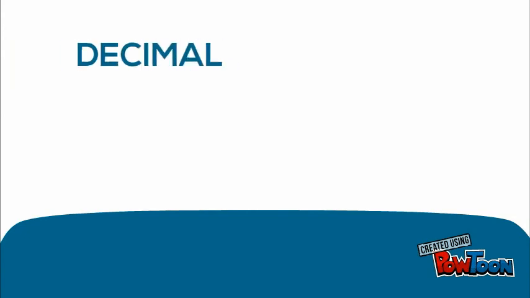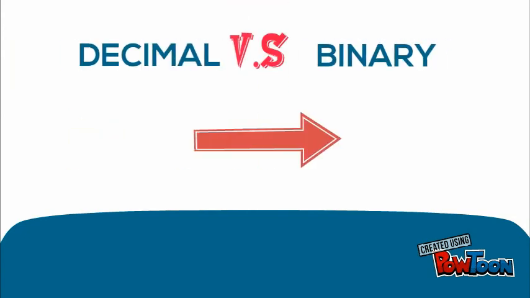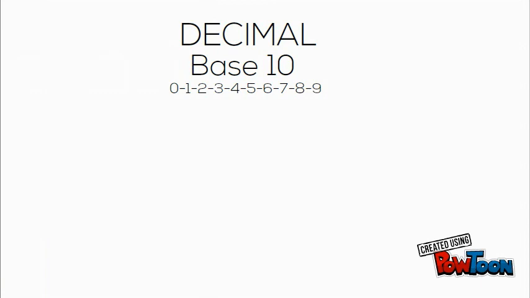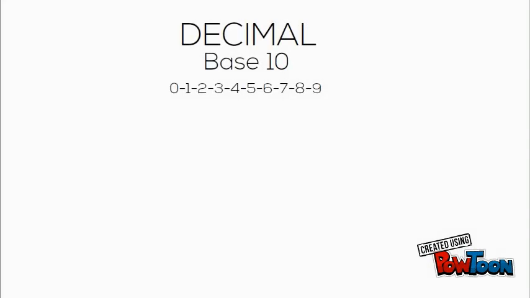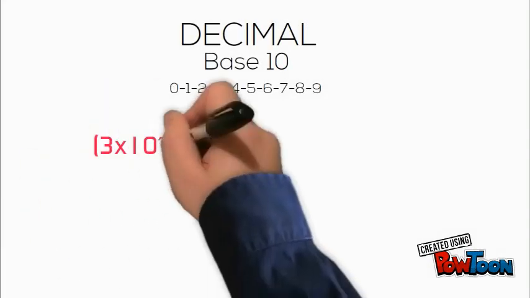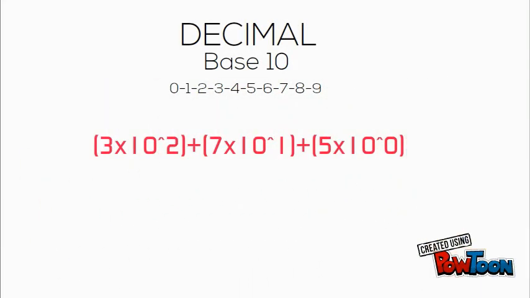Now, let's compare decimal notation and binary so we can get a clear view. Decimal notation is also known as a base 10 system because we only use 10 digits to represent it, from 0 to 9. Let's take 375 for example. It can be represented as 3 times 100 plus 7 times 10 plus 5 times 1, or in more technical notation, 3 times 10 power 2 plus 7 times 10 power 1 plus 5 times 10 power 0.